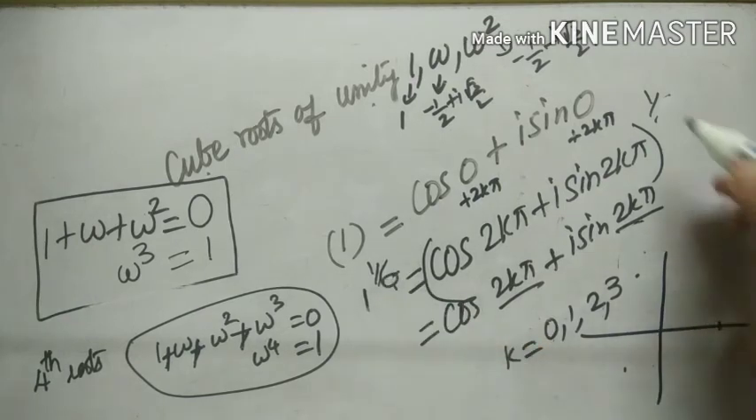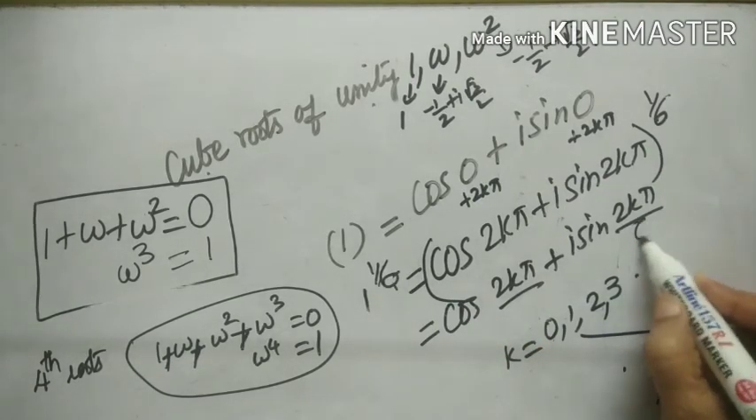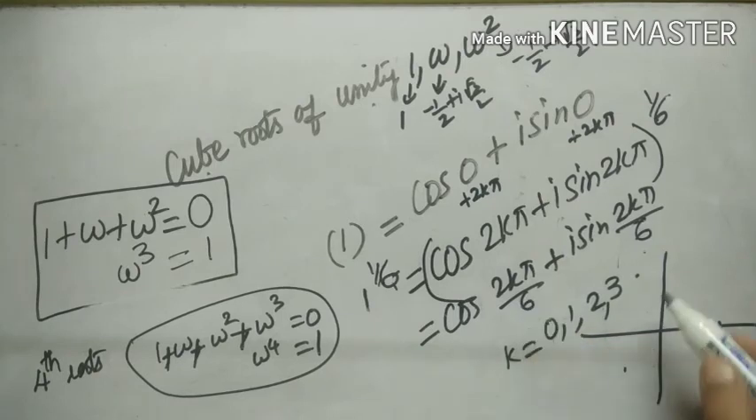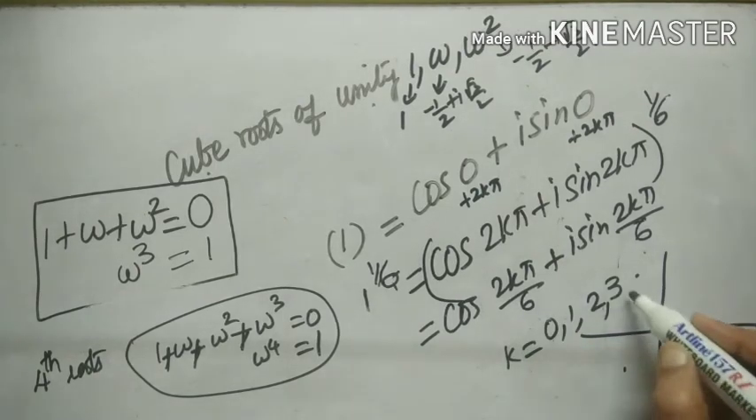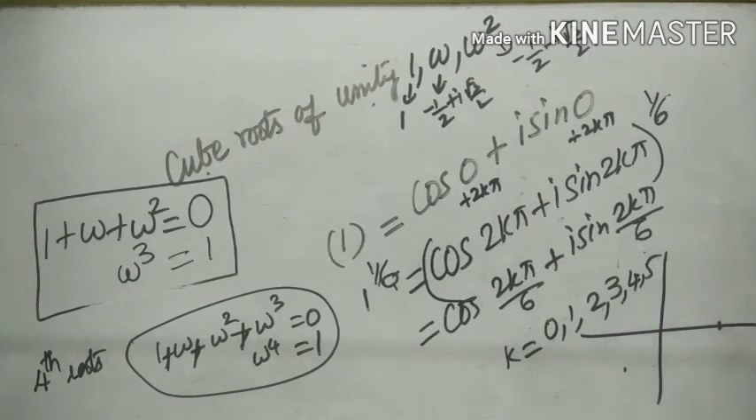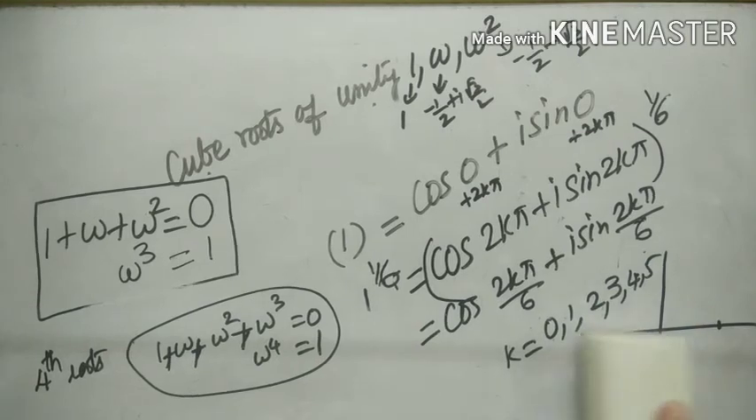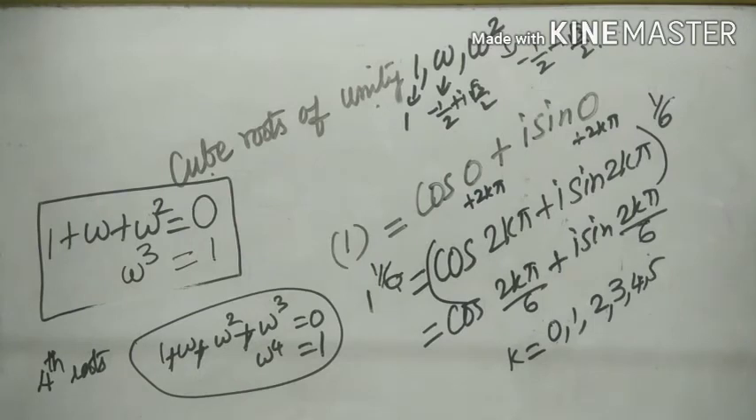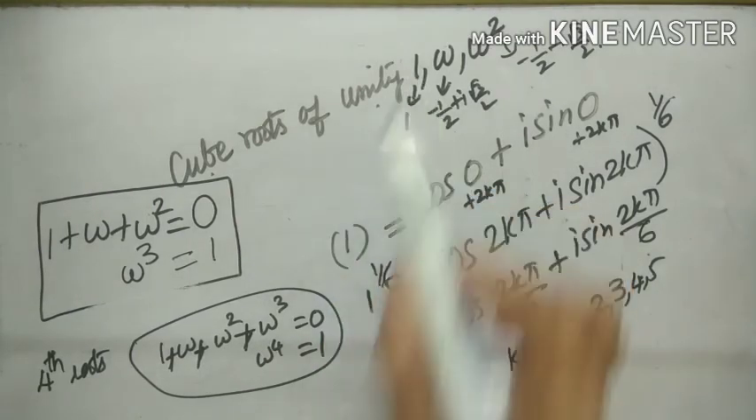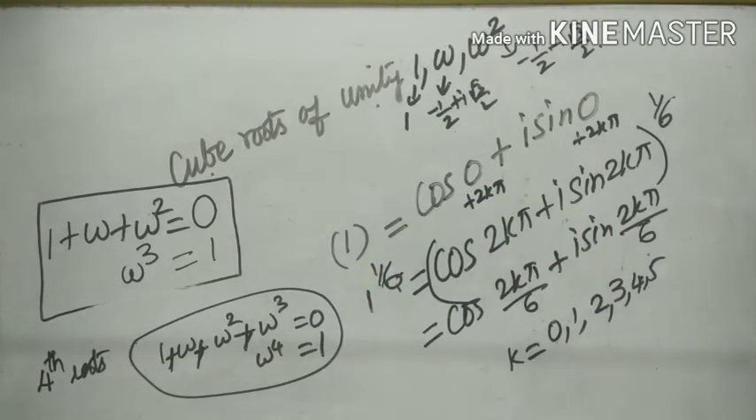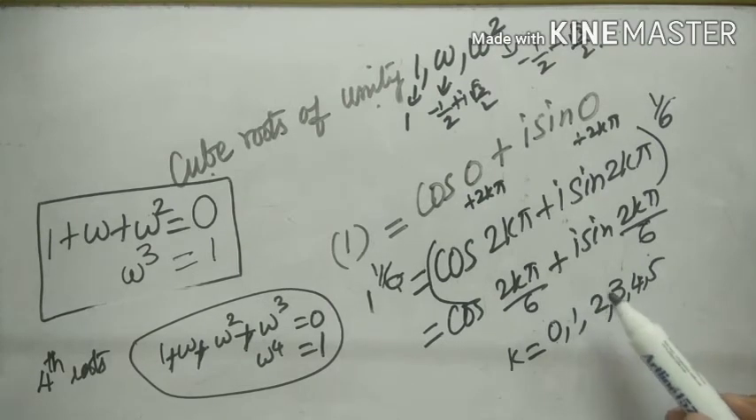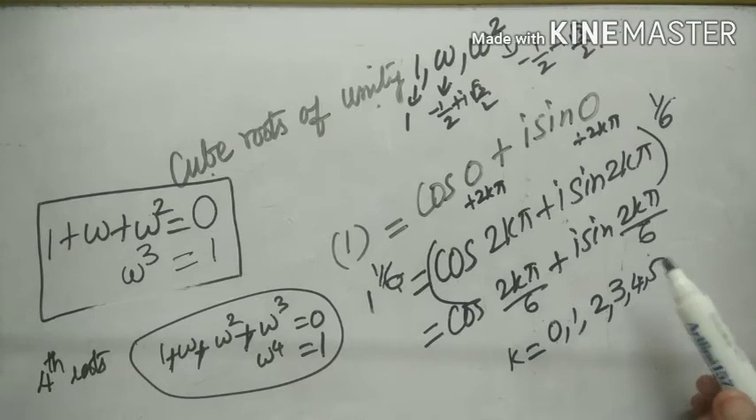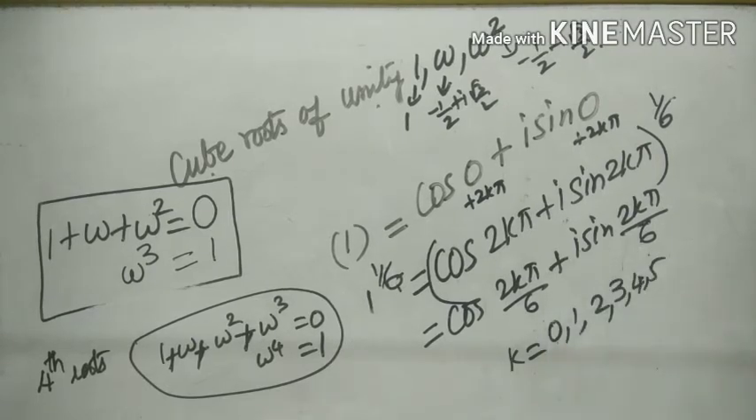So what would be my answer? 1 power 1 by 6, whole power 1 by 6. K value will be, when it is 6, up to 5 I will write. And now it is forming a regular hexagon. So cube roots, it's an equilateral triangle. 4th roots, it forms a square. And when it is 6th roots, it forms a regular hexagon, 6-sided polygon. And you can deduce the values.